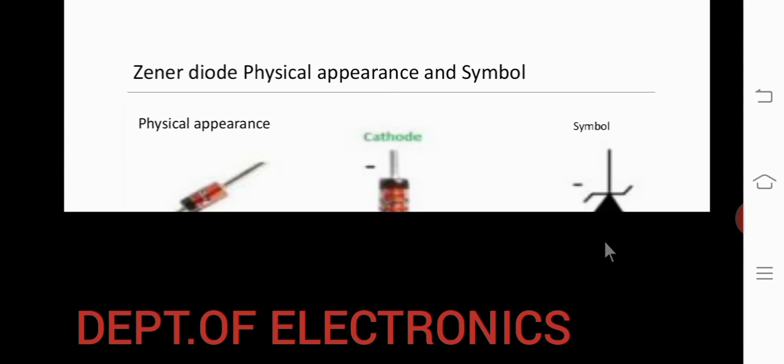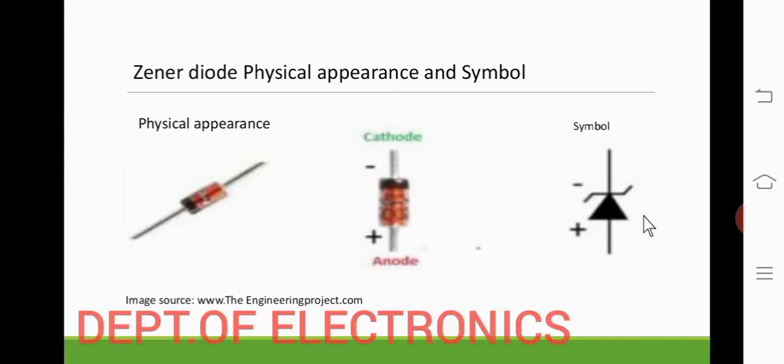So now let us move to the physical appearance and the symbol of the zener diode. This is the symbol of the zener diode. This is the same as the PN junction symbol, except that in the simple PN junction you have only a single vertical bar, whereas here we see a Z-like symbol. This terminal is the anode and this terminal is the cathode, that is positive and negative.